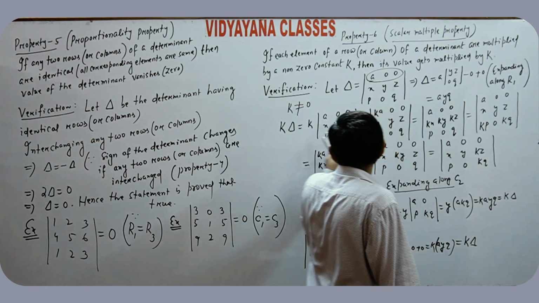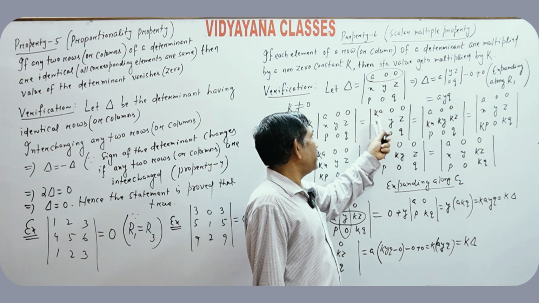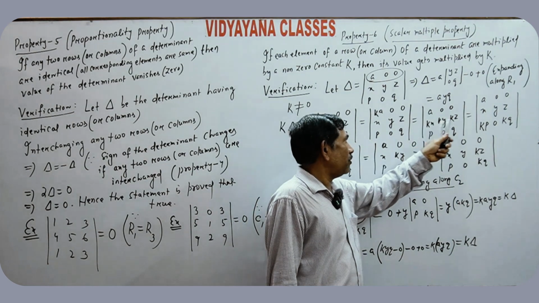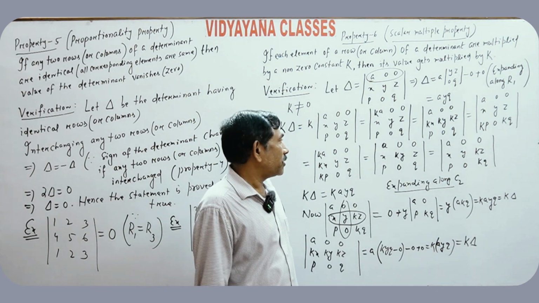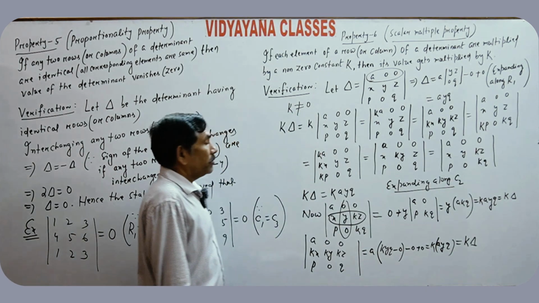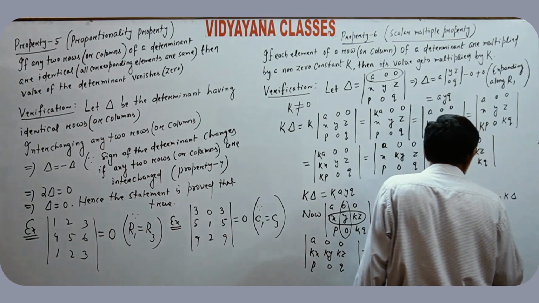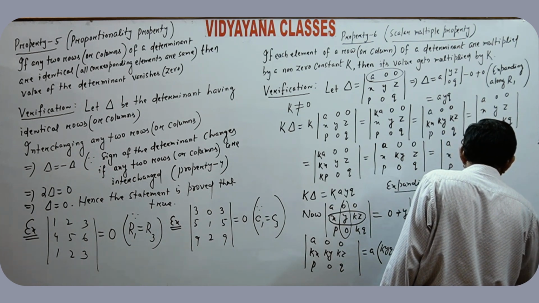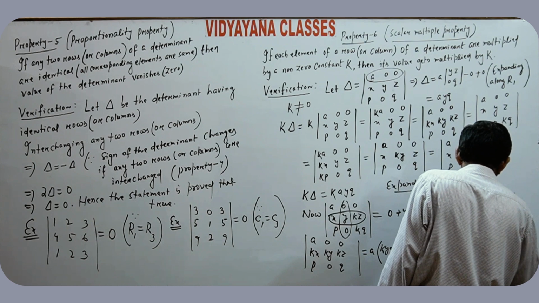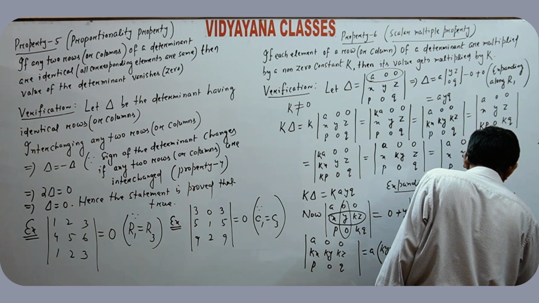If a constant k is multiplied with a determinant, it will be multiplied either in the first row or second row or third row or first column or second column or third column. Hence the statement, property 6, is proved, that is true.